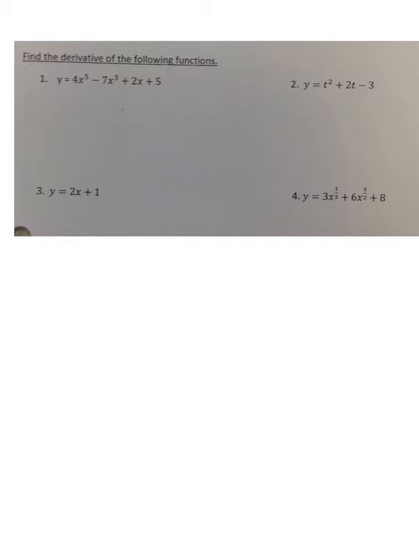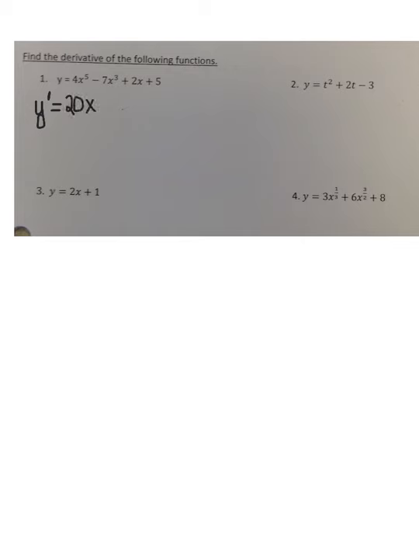So here we go. So you're going to write y prime. That's the symbol for derivative. Okay, there are other symbols, but for right now, y prime is it. So what you're going to do is take the exponent and bring it down in front here and multiply it by that 4. So you're going to take that 5 and multiply it by that 4. Okay, so that's going to give me 20.